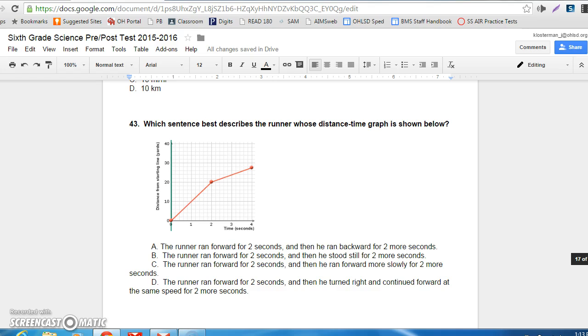43. Which sentence best describes the runner whose distance time graph is shown below? A. The runner ran forward for 2 seconds, and then he ran backward for 2 more seconds. B. The runner ran forward for 2 seconds, and then he stood still for 2 more seconds. C. The runner ran forward for 2 seconds, and then he ran forward more slowly for 2 more seconds. D. The runner ran forward for 2 seconds, and then he turned right and continued forward at the same speed for 2 more seconds.